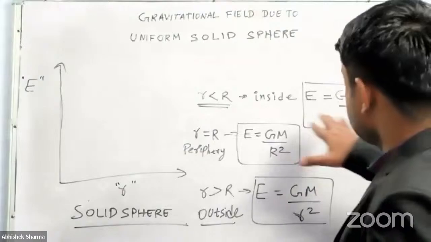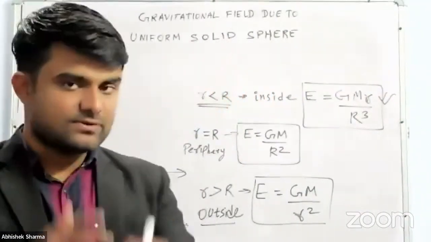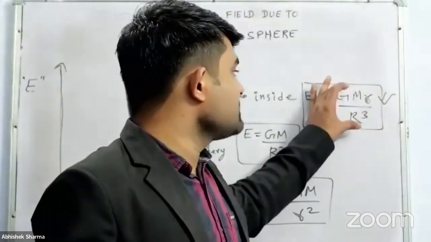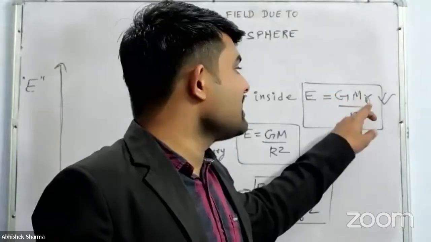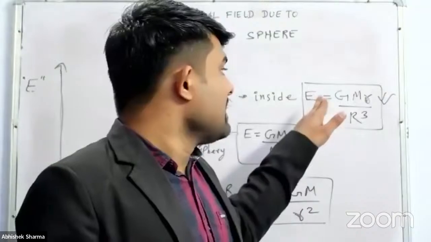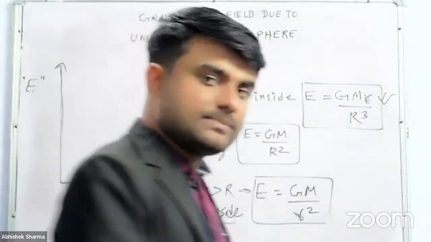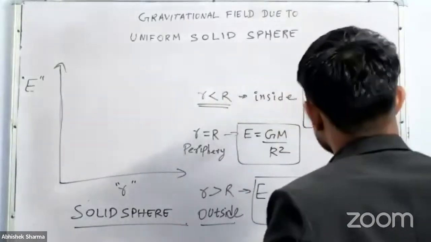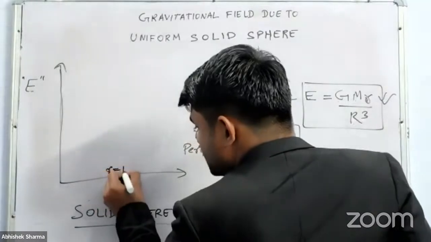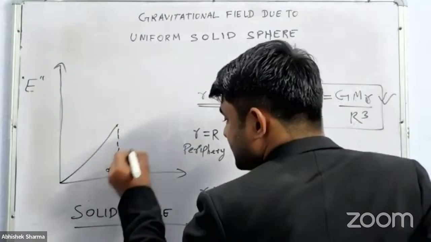For r less than R, this is why it makes sense. I've already explained it to you. It's y equals constant times x, because x is the radial line on the x-axis and E is the gravitational field intensity on the y-axis. So up to r equals R, it goes proportionally like this.